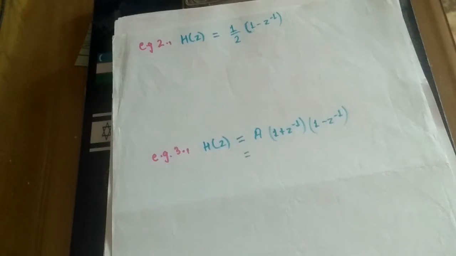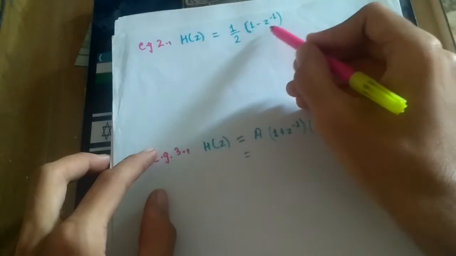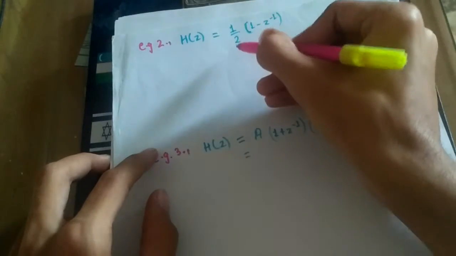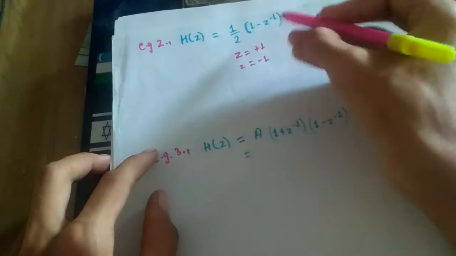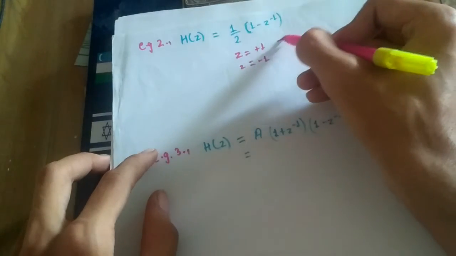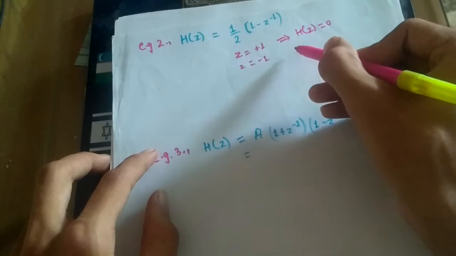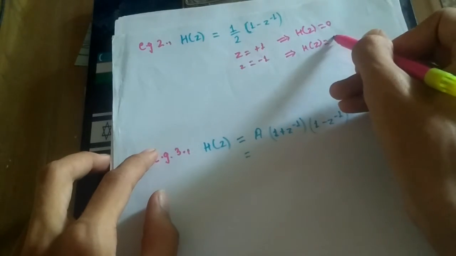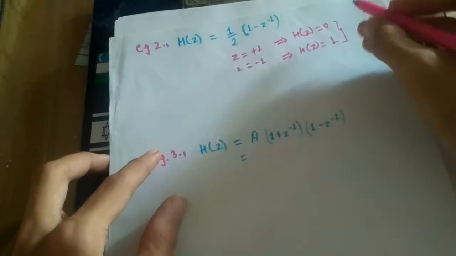So let's continue with example number 2. In this example, we are considering H(z) as half of 1 minus z inverse. If we substitute z equals plus 1 and z equals minus 1, then for z equals plus 1 we get the answer 0, and for z equals minus 1 we get the answer 1. So you can see that clearly it is a high pass filter.